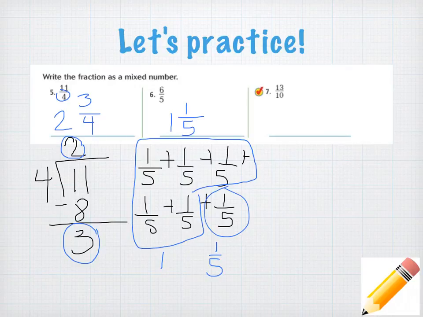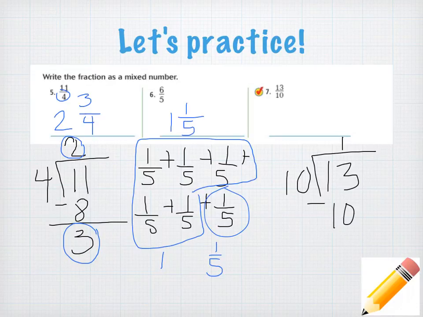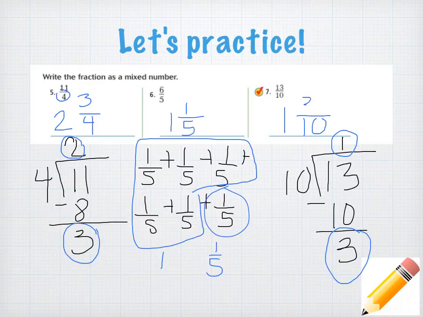So 13 is our numerator. I'm going to divide that by our denominator, 10. 10 goes into 13 1 time. And 13 minus 10 gives us 3 pieces left over. My whole number is going to be 1. My denominator will be the same, 10. And my pieces left over are 3. So 13 tenths is equivalent to 1 3/10.